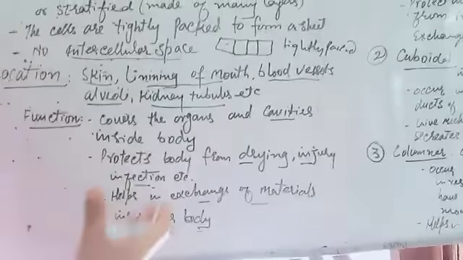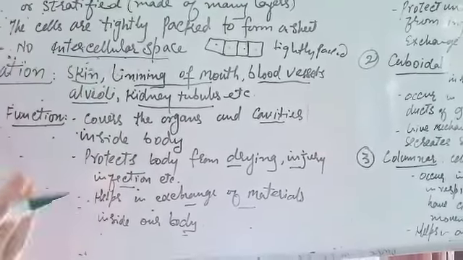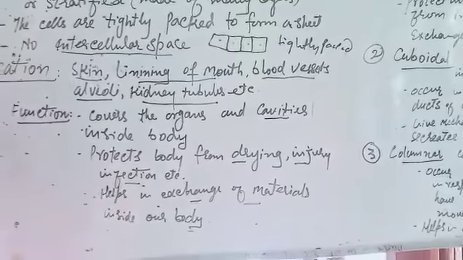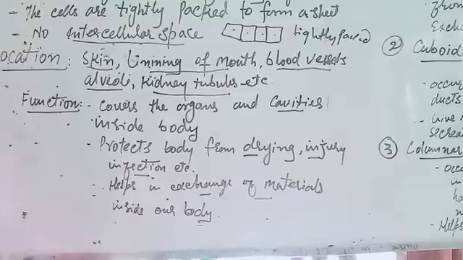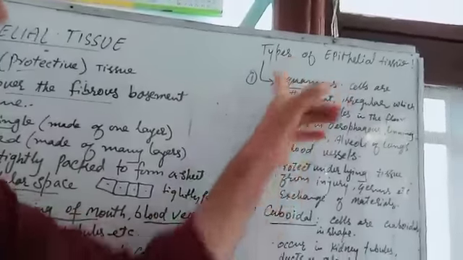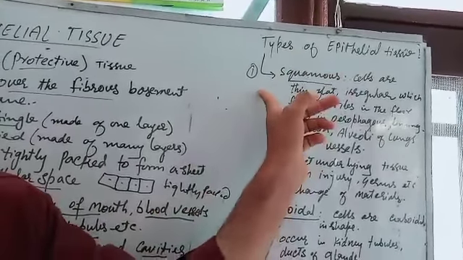These different types of functions are performed by epithelial tissue, but the epithelial tissue is classified into 3-4 types of cells. What are these cells? These are the types of epithelial tissue. The first one is squamous epithelium.